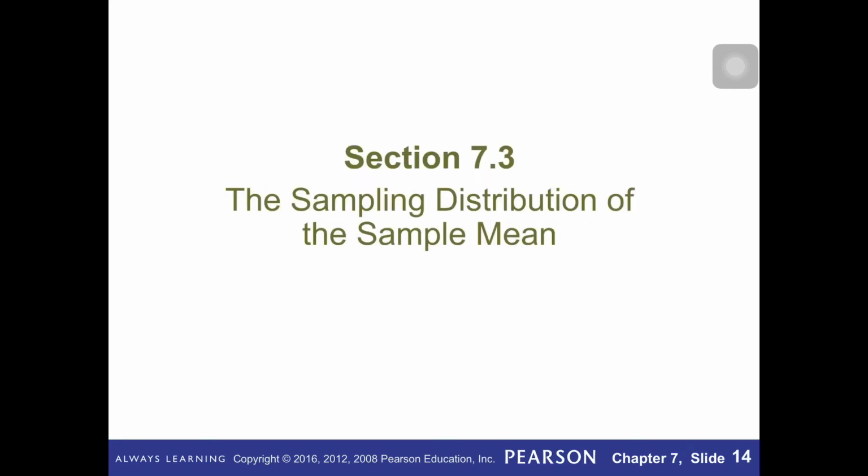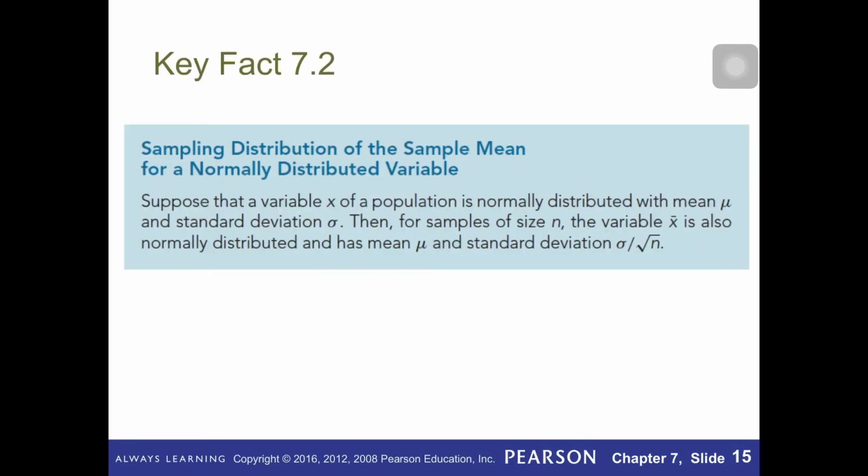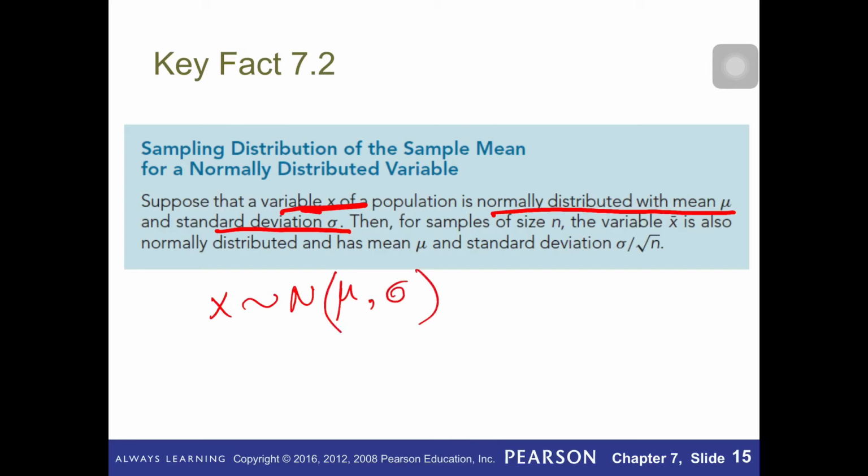Okay. Let's check the sampling distribution of the sample mean, for a normally distributed variable. What is a normally distributed variable? We have done this in chapter 6, normal distribution. Suppose a variable x of a population is normally distributed with mean mu and standard deviation sigma. So x is distributed normally, with mean mu and standard deviation sigma.